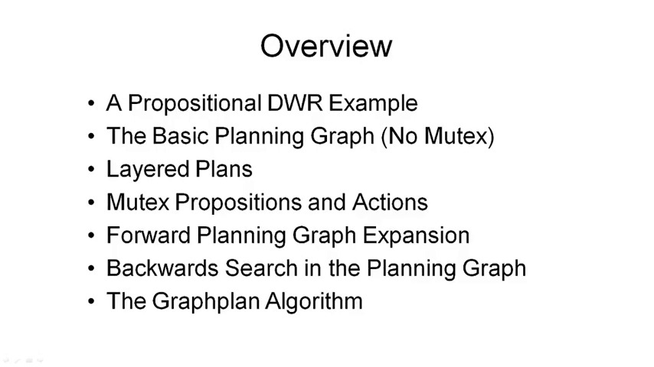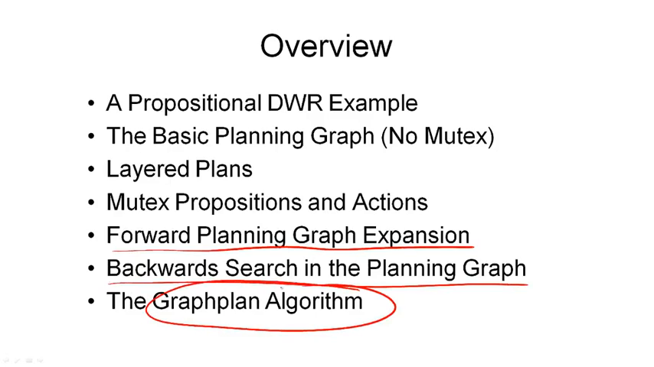So now we've seen the basic data structure that we maintain, including the mutex relations. We've seen how forward planning graph expansion works, and we've seen how backward search in the planning graph works, which means we can now put all this together and finally come up with the Graphplan algorithm.